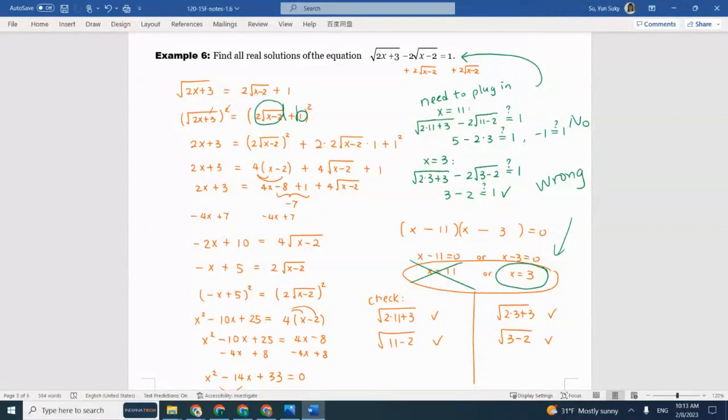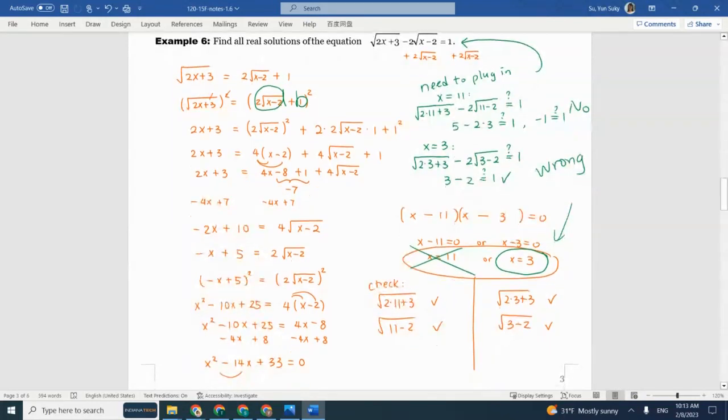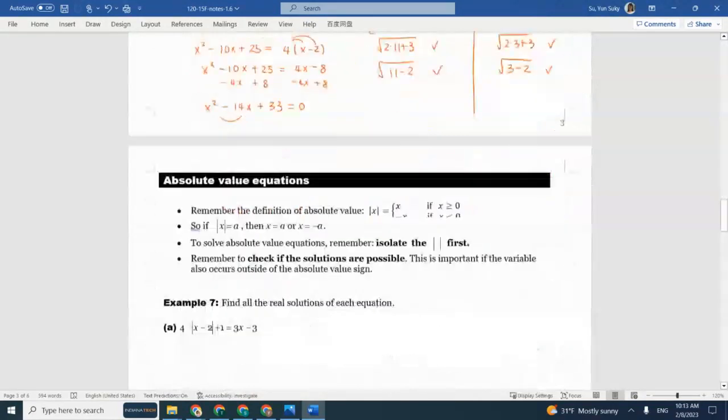Okay, everybody? So this is how we solve equations involving radical expressions. Yes. Gotta check the domain because not all of them are solutions. Okay. So that is example 6.